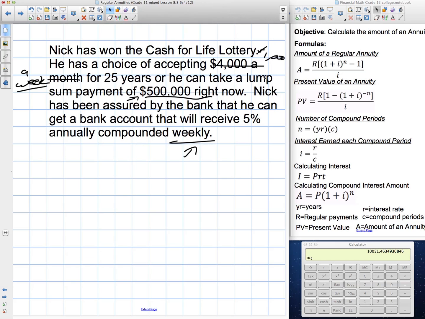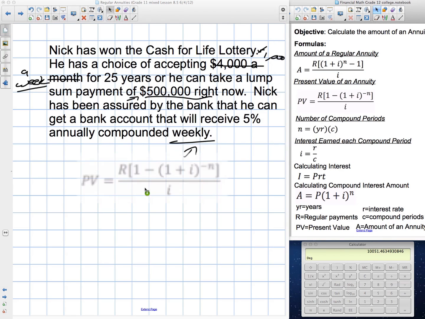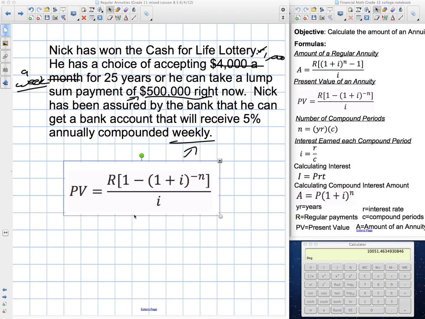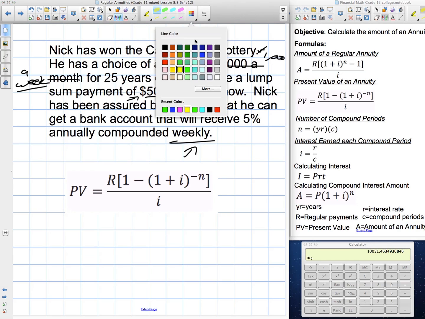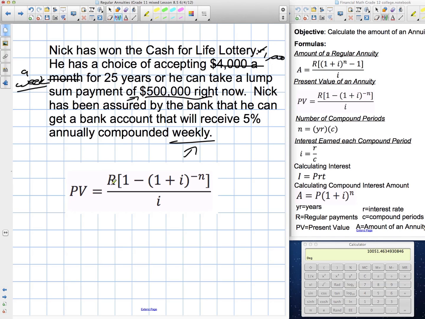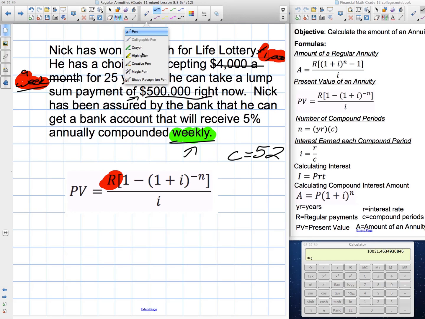So we take this present value formula. What we're saying is our R here, our regular payments, is $1,000 a week, right? So you get $1,000 every week. Because it's weekly, that's our compound period. So C is going to equal what? 52. There's 52 weeks in a year. Make sure you know that. C equals 52.